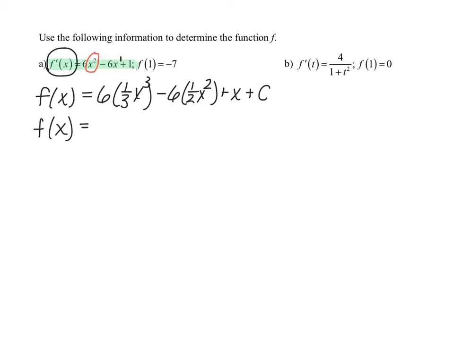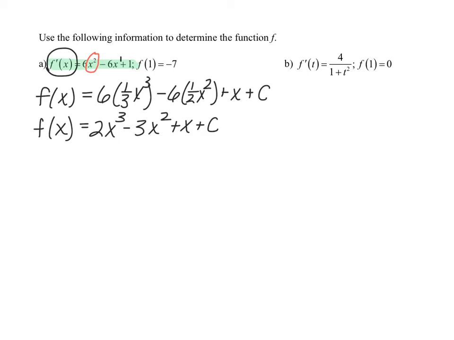So if we simplify, our function will be 6 times 1/3 is 2x to the third power, minus 6 times 1/2, which is 3x squared, plus x plus c. So this is my general antiderivative.